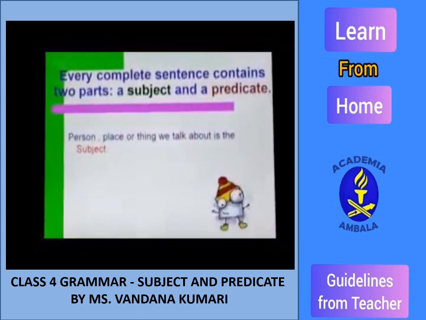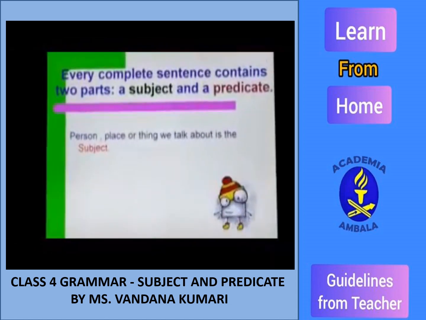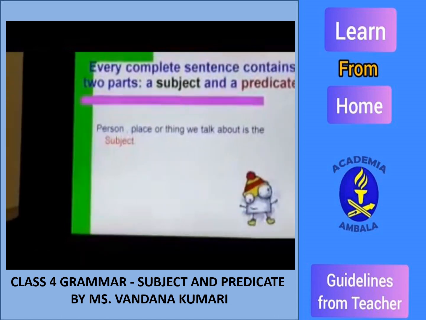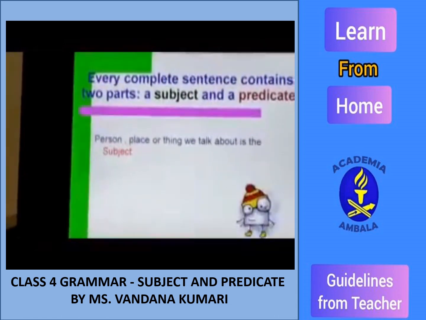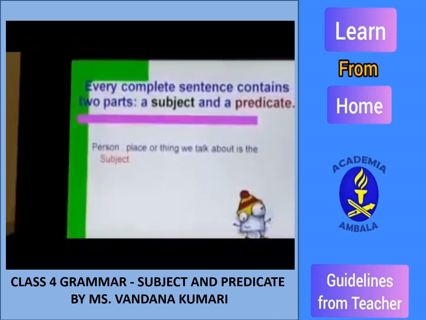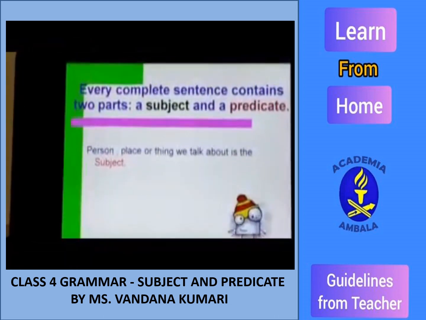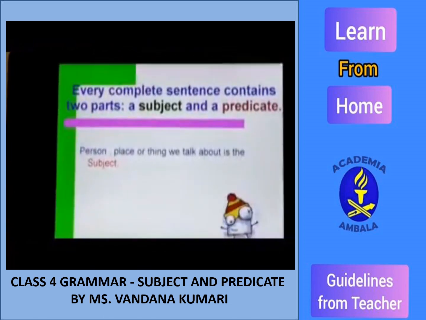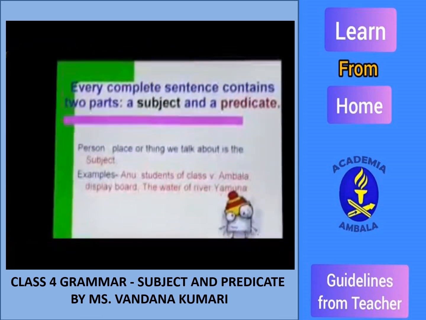In your day-to-day life, you use sentences. In every sentence, we mention a person, place, or thing, and then we say something about that person, place, or thing. Now then, what is the subject? A person, place, or thing we talk about is the subject. I'll give you an example.